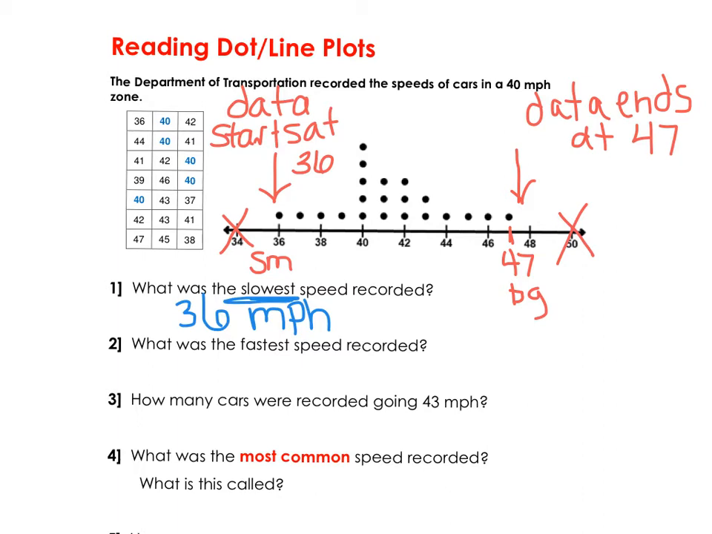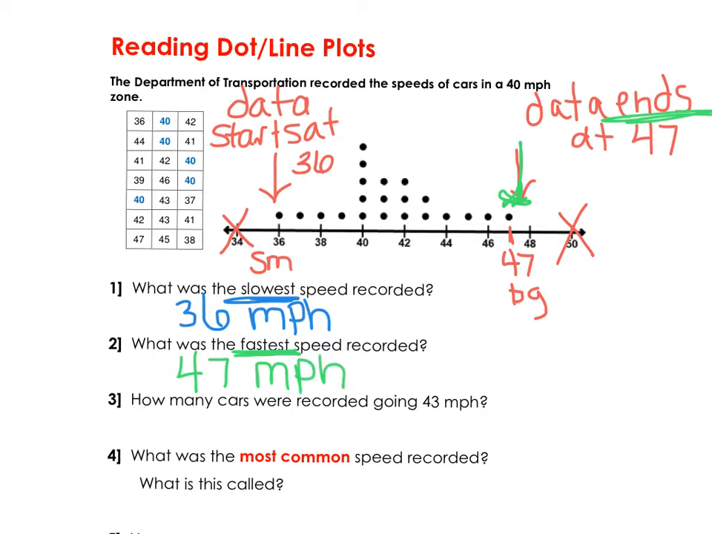All right, now the next question is question number 2. What is the fastest speed recorded? And remember, we're going to have to look at where our data ends. And our data ends at 47. Remember, even though our number line goes to 50, that's not where our data ends. Our last number is here at 47. So our fastest car is going 47 miles per hour.